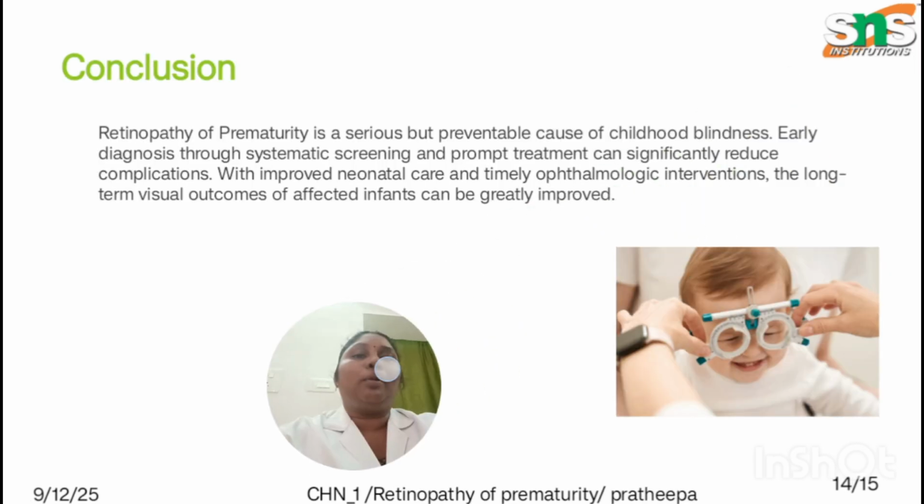So this is about retinopathy of prematurity. It is a serious but preventable cause of childhood blindness. Early diagnosis through systematic screening and prompt treatment can significantly reduce complications. With improved neonatal care and timely ophthalmic intervention, the long-term visual outcome of affected infants can be greatly improved.